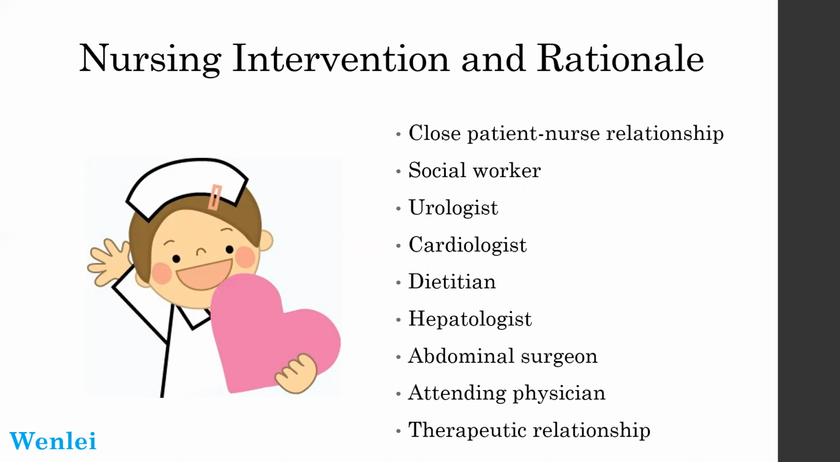3rd, request the cardiologist visit to deal with Mr. Hu's atrial fibrillation. 4th, request a dietitian visit to deal with Mr. Hu's meal plan in regard to Mr. Hu's chronic pancreatitis and acute pancreatitis history. 5th, request a hepatologist visit and abdominal surgeon visit to deal with Mr. Hu's gallstone and abdominal pain. 6th, request attending physician's immediate attention to deal with Mr. Hu's intolerable abdominal pain at a level 7.